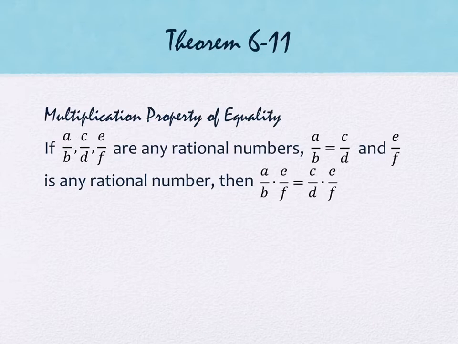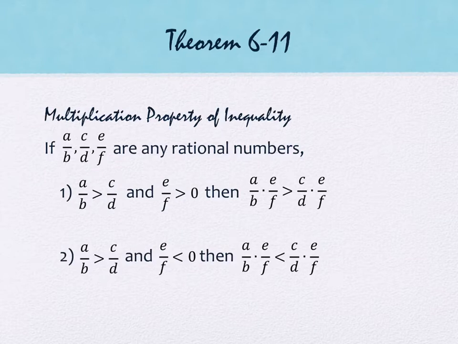Inequality is quite similar. So we also have the ability to multiply on both sides of an inequality. But depending on what the numbers are, it might change the inequality. So here's the similar statement for inequalities. If we have an inequality where A over B is greater than C over D, and then we multiply by a positive number, that's what this means: E over F is greater than 0, it's positive. Then it looks just like what happened when we had the equation. Nothing changed. I multiplied by the value, it's still a greater than sign, all is the same.